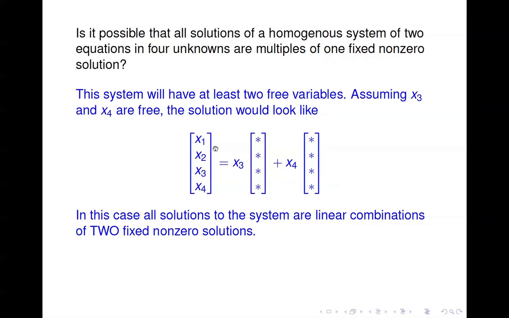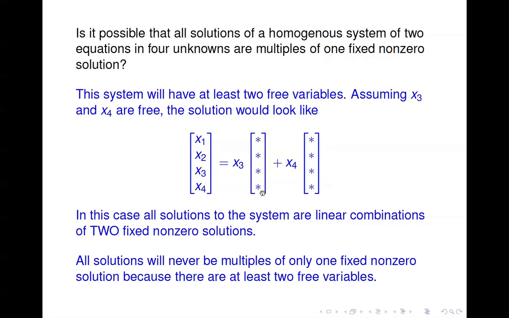Now what this says is that each solution is a linear combination of two fixed non-zero solutions, right? Each one of these vectors is what they're calling a fixed non-zero solution. So we're going to have at least two of these vectors. So that means that it can't be the case that all the solutions are just multiples of one non-zero solution. If that was the case, we would only have one vector here. And we can't have that because we have at least two free variables.